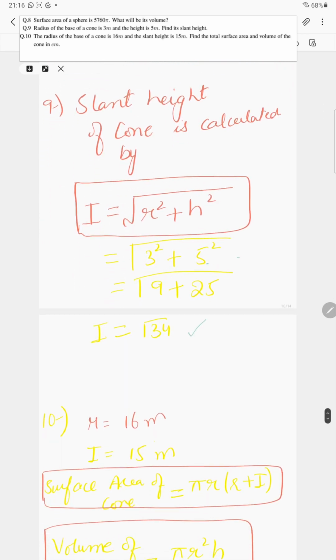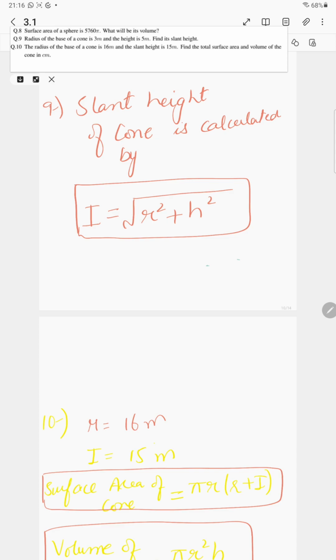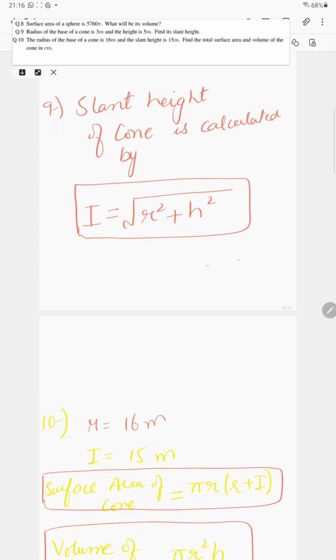Okay. Question number 9 says radius of the base of a cone is 3 meter and the height is 5 meter. It is given that radius of the cone is 3 meter, height is 5 meters. Okay. Find its slant height.